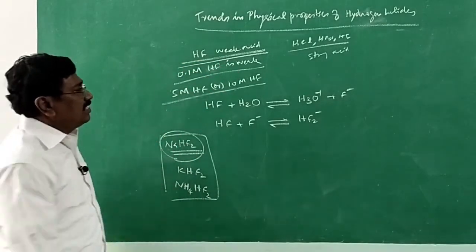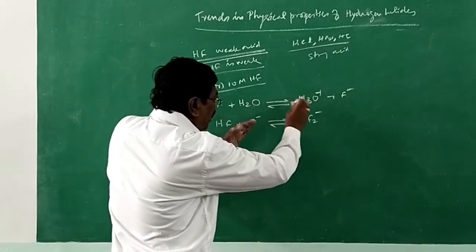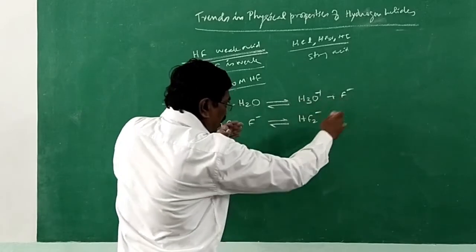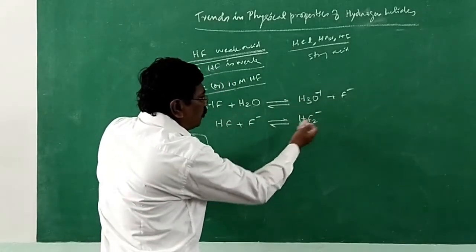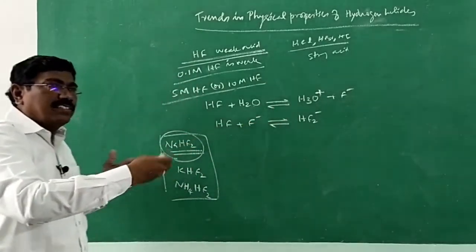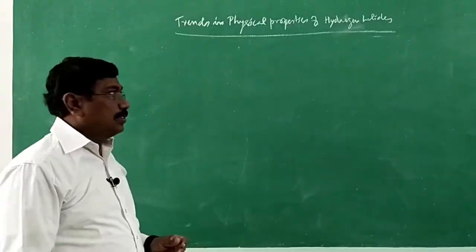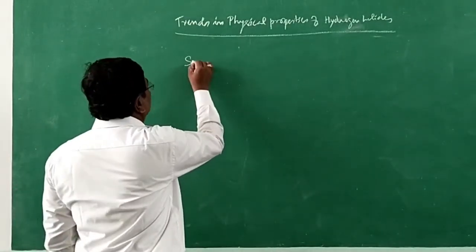During high concentration, because of the formation of fluoride ion and formation of HF2 minus ion, it is more acidic. H plus ions are generated. It becomes more acidic only at high concentration. All right. So HF reacts with silica.